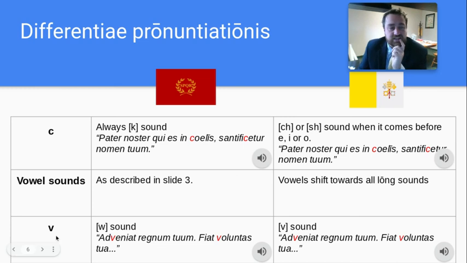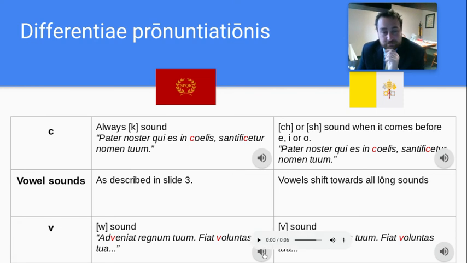Okay, so the next difference is with the letter V. I think classical is a little bit easier because with ecclesiastical, you have to kind of look at, does this letter make this sound here or does it make that sound here? With classical, it's always the same. So the letter V always makes a W sound. Adveniat regnum tuum, fiat voluntas tua. And then with the ecclesiastical pronunciation, here's at least an easy one, it always makes a V sound. Adveniat regnum tuum, fiat voluntas tua.